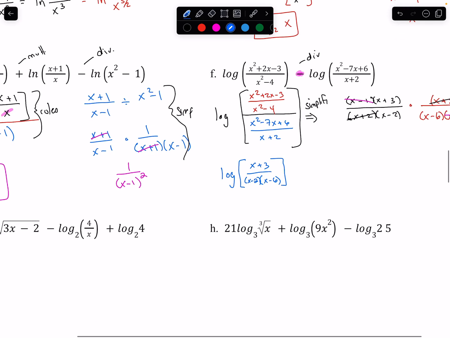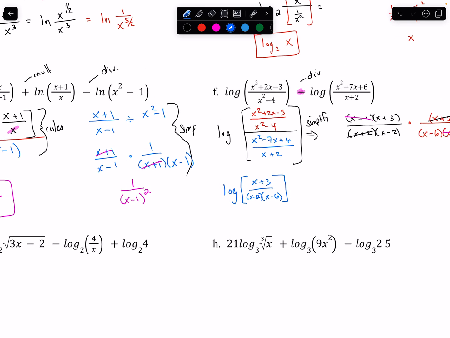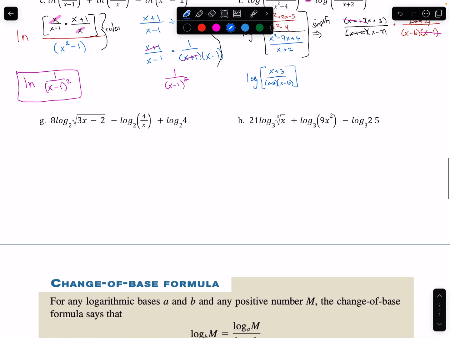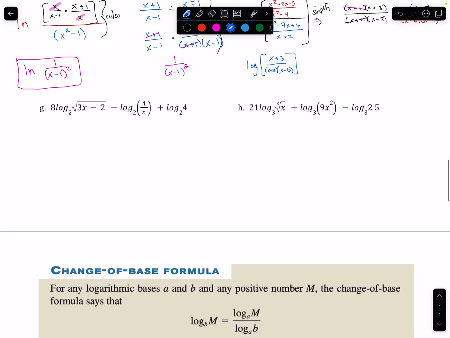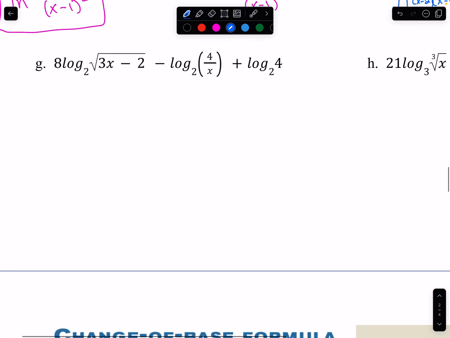Right, so the properties are not bad, right? Subtraction goes to division, multiplication goes to addition, and then you just have a little bit of simplifying to do. All right, I'll do one of these and I'll let you guys do the other one here.